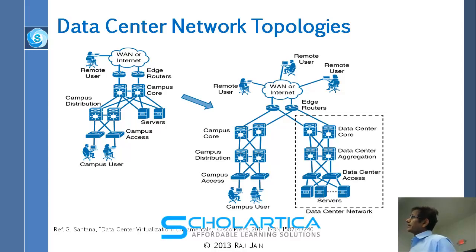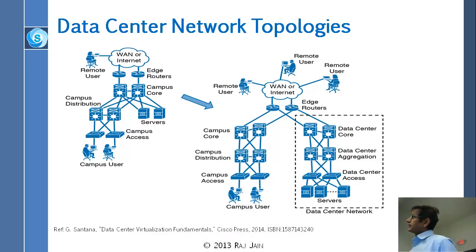That slowly became standardized as follows. Basically, they have servers. On the servers they have switches which we call access switches. Servers are connected to access switches. Access switches are connected to aggregation switches. Aggregation switches are connected to core switches. And so there are now 3 tiers of hierarchy. You go to access, aggregation, and core.